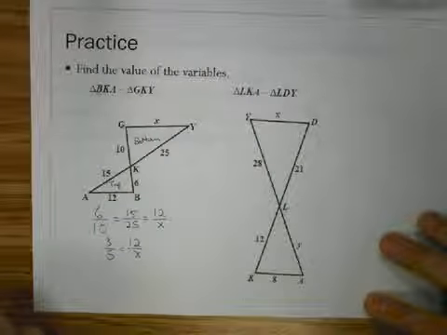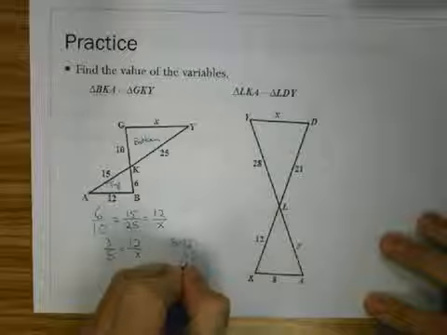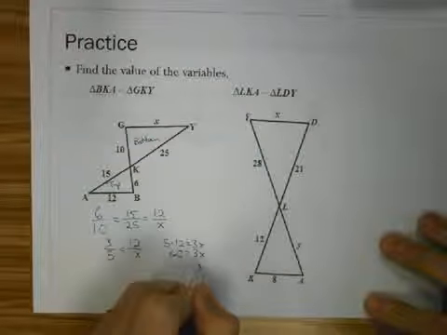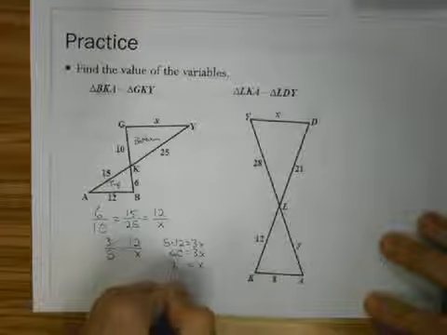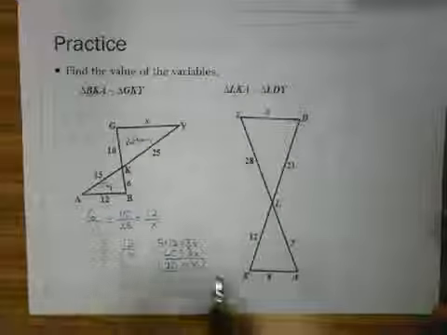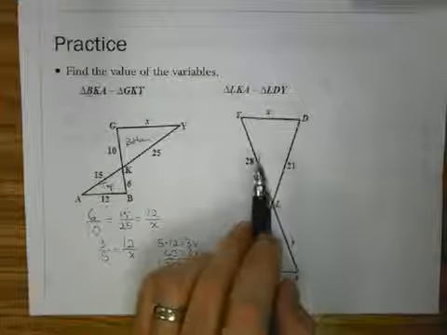Maybe you can see, hey, I can reduce 6/10 to be 3/5. That's also what 15 over 25 would reduce to. Regardless, I get 3/5 equals 12 over X. I do cross product. I get 5 times 12 equals 3x. 60 equals 3x, so x is 20. I'll go to my next one.